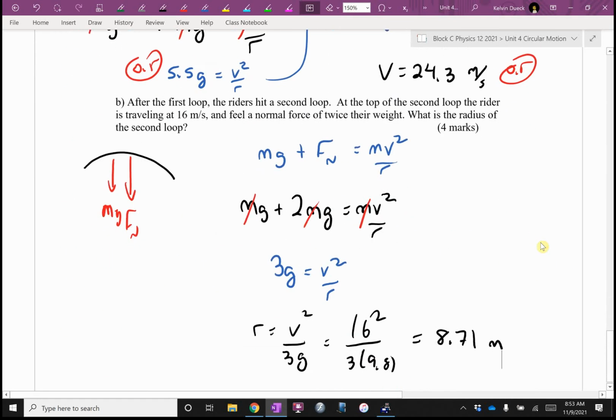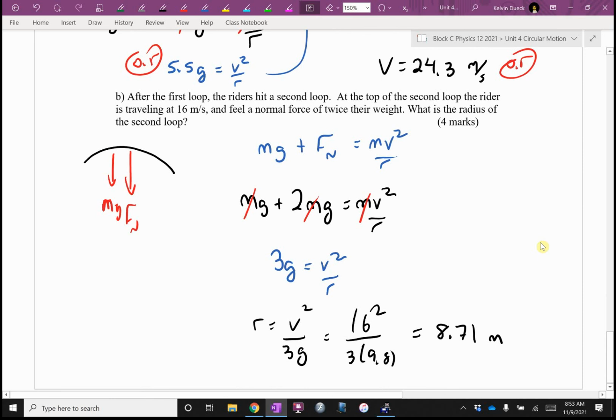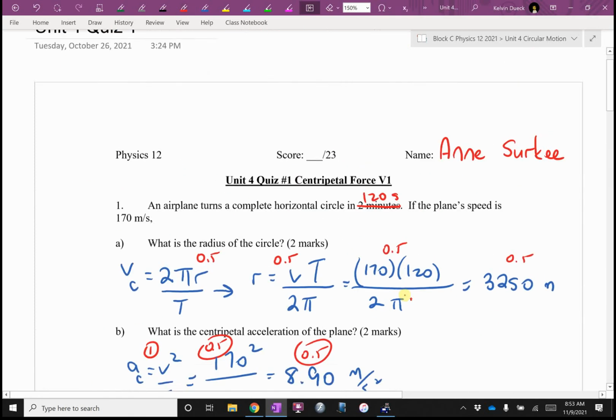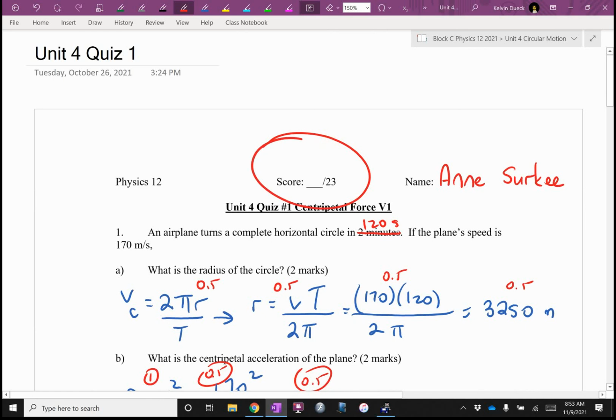Four marks again. Okay, let me see. 1, 2, 3. I'd probably go something like this. 1 mark for that, 1 mark for that, 1 mark for getting the r by itself, half mark for the numbers, and a half mark for the answer. Can you give yourself a score, please, out of 23?